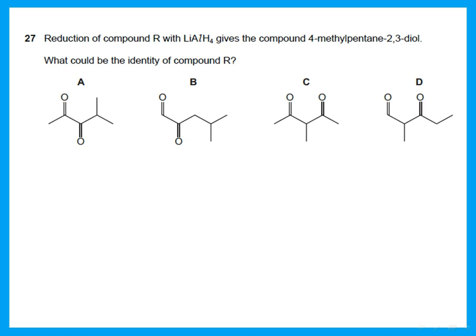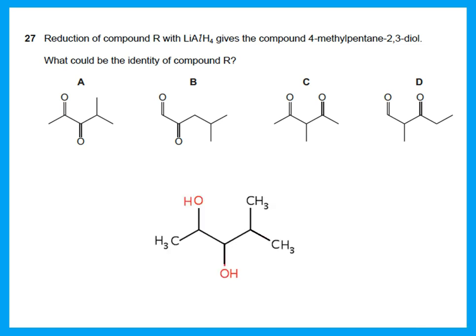Reduction of compound R with lithium aluminium hydride gives the compound 4-methyl pentane-2,3-diol. What could be the identity of R? Remember, lithium aluminium hydride is a reducing agent, so it reduces the ketone to alcohols. So which of these will give this compound?